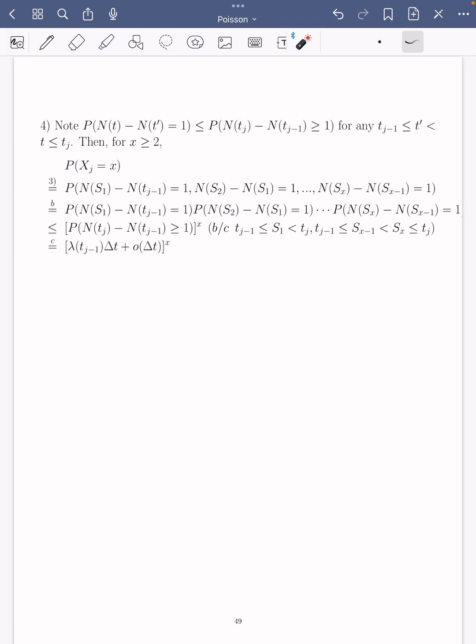And note that the chance that N(t) minus N(t') equals 1 will be less than or equal to the chance that N(t_j) minus N(t_{j-1}) is bigger than or equal to 1, for any t_{j-1} less than t' less than t also less than or equal to t_j. So the picture is like this. Here's t_{j-1}, and this is t_j, and this is the t', and here's the t.